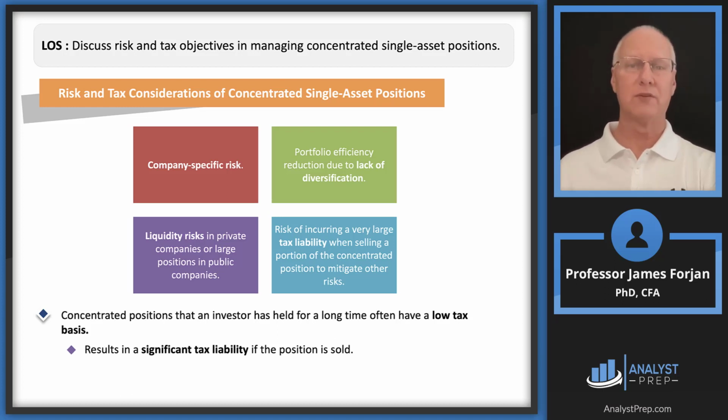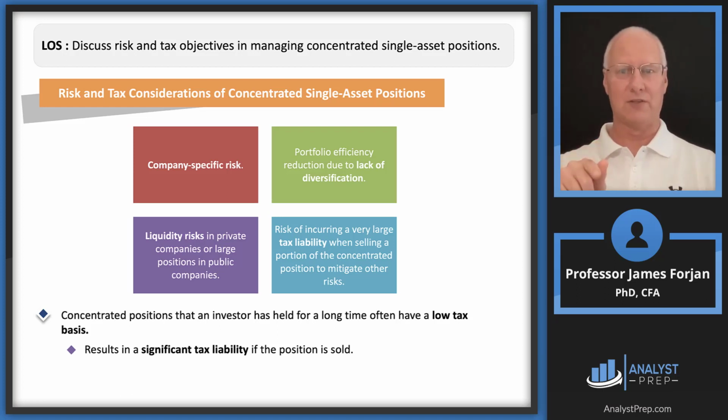Look over in the green box, there's the lack of diversification. Just always think of Harry Markowitz. So you have this efficient frontier, and this concentrated position is going to be somewhere down in the inefficient region. And then, of course, now with Enron, it was a big company, so there weren't liquidity issues with it.